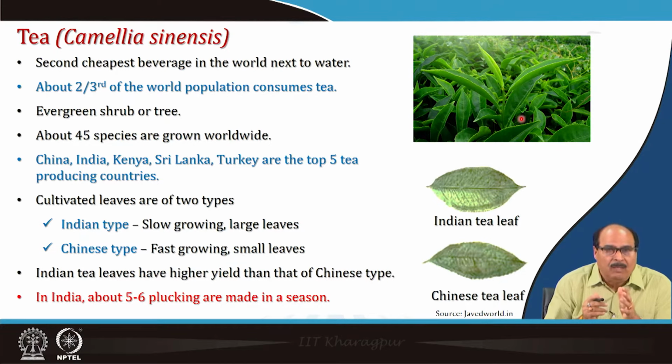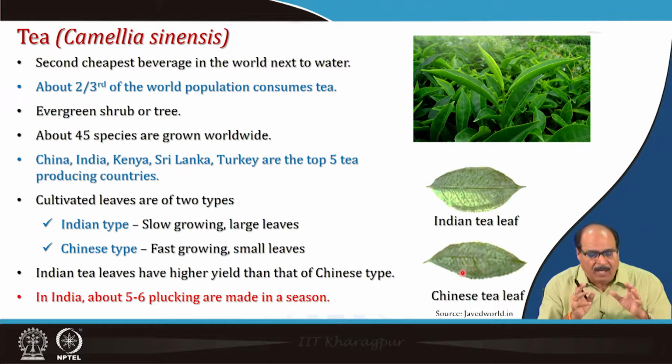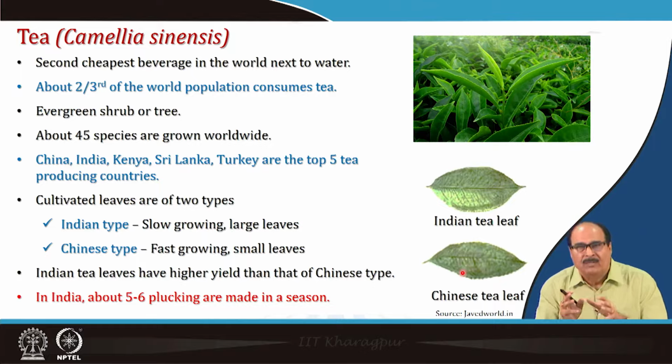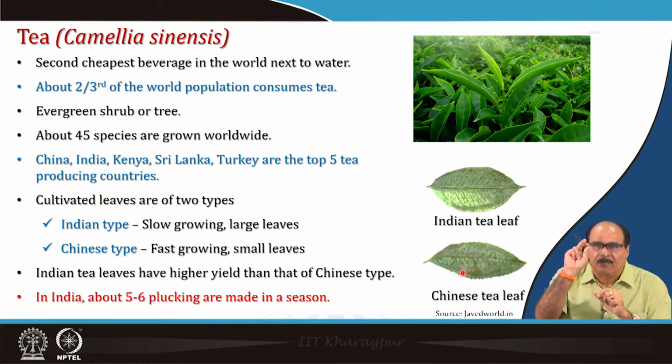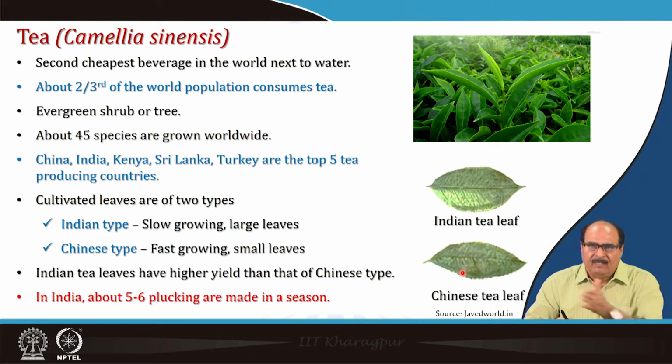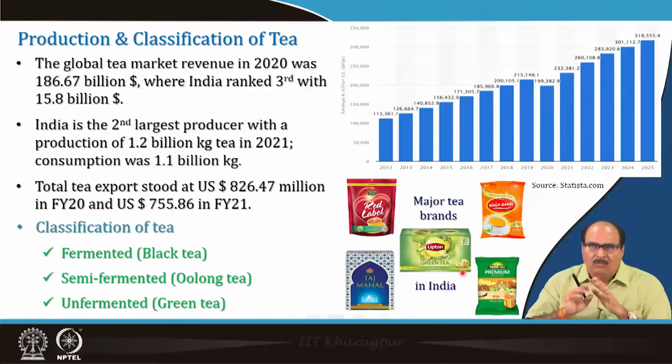Cultivated leaves are of two types: Indian type, which is slow growing with a large leaf, you can see in the figure, and Chinese type, which is fast growing with a small leaf. Indian teas have higher yield than the Chinese type. In India, these bushes are pruned regularly to encourage more leaf production. About 5-6 pluckings are made in a season, that is the top terminal bud and the top 2 or 3 leaves are plucked, and then this is processed. Of course, for processing we will have a separate lecture, maybe in the 8th week.